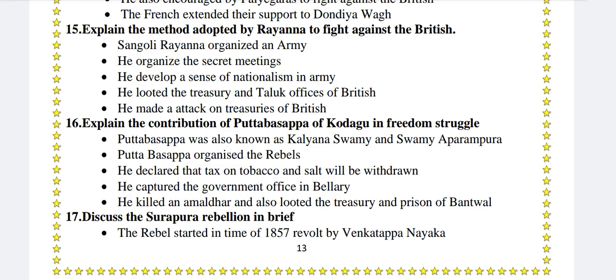Explain the contribution of Puttabasappa of Kodagu in the freedom struggle. Puttabasappa was also known as Kalyana Swami and Swami Aparamara. Puttabasappa organized the rebels. He declared that the tax on tobacco and salt would be withdrawn. He captured the government office in Bellary. He killed an Amildar and also raided the treasury and prison of Bantwal.